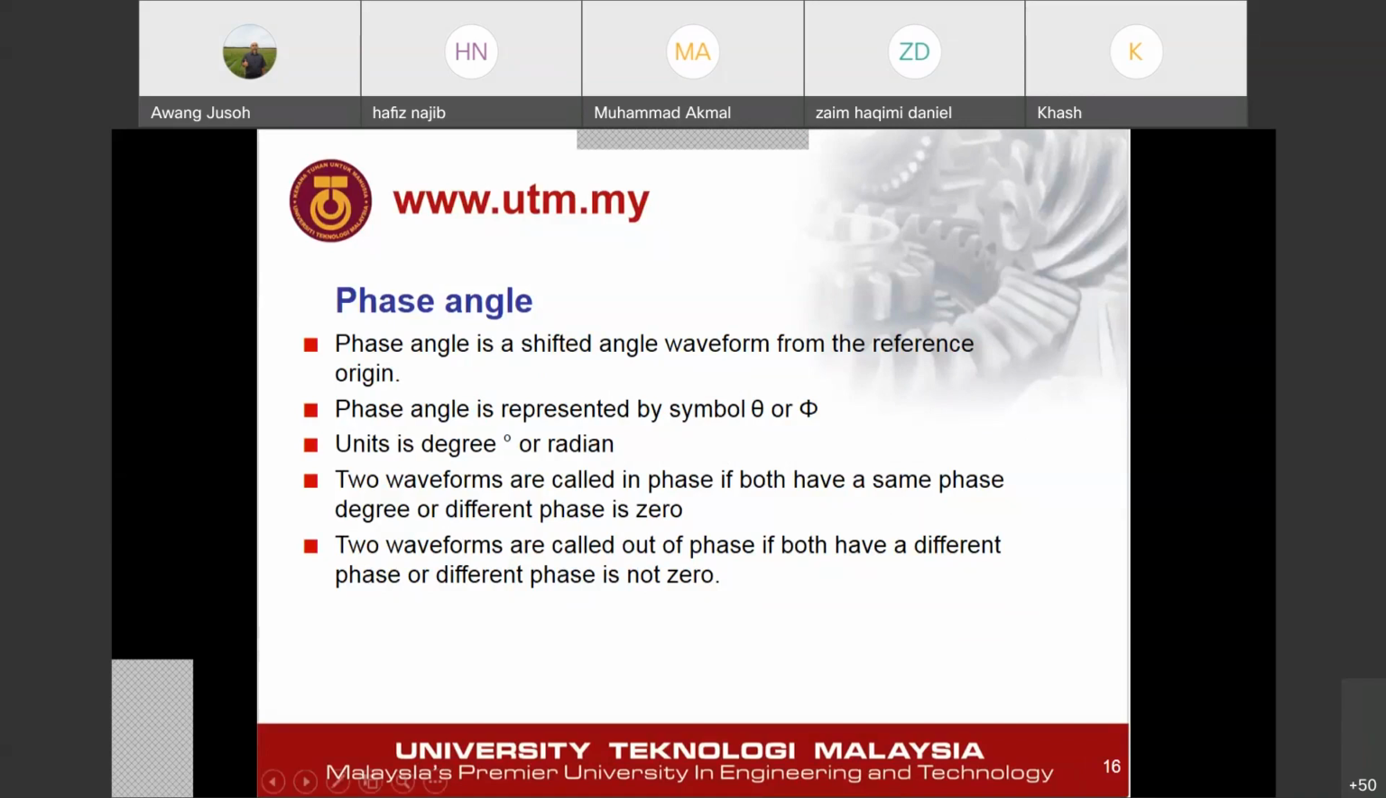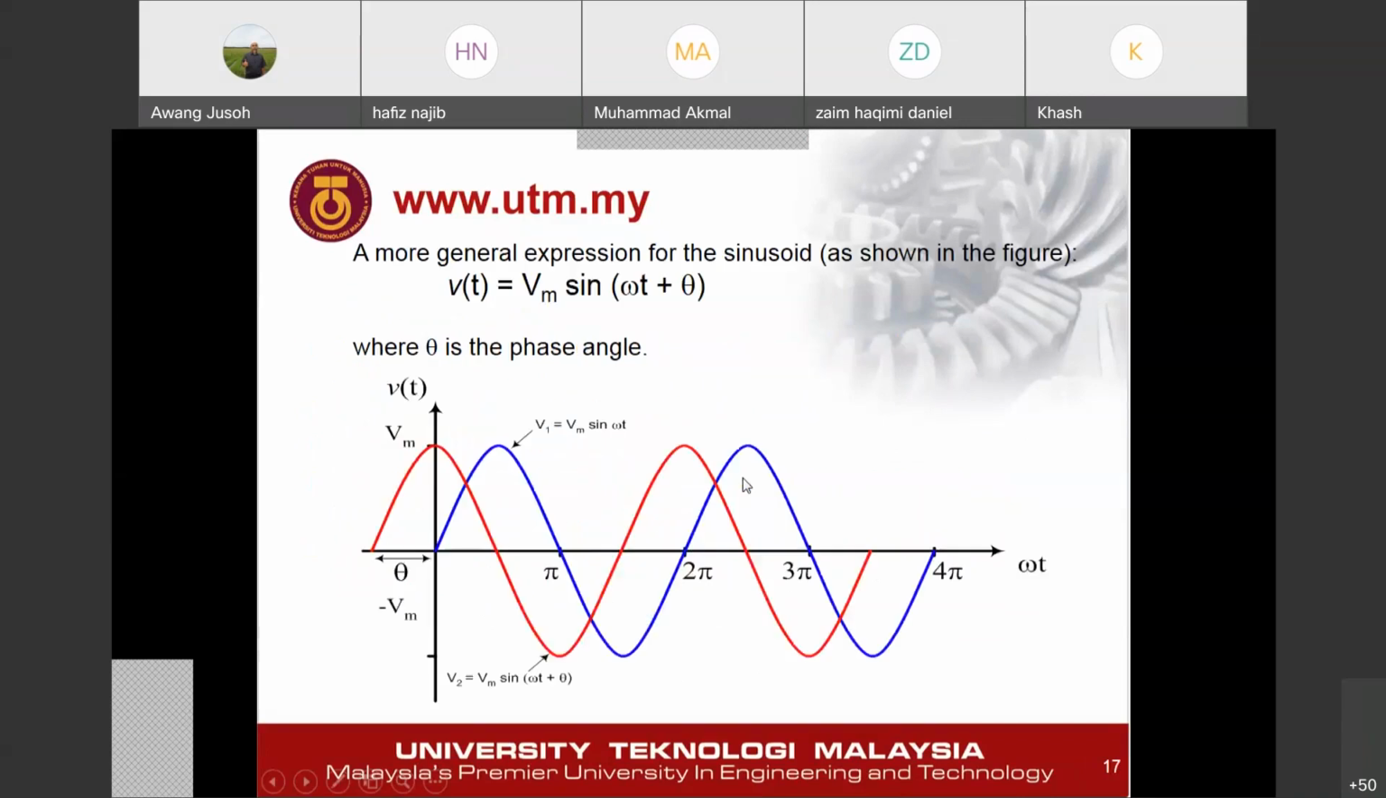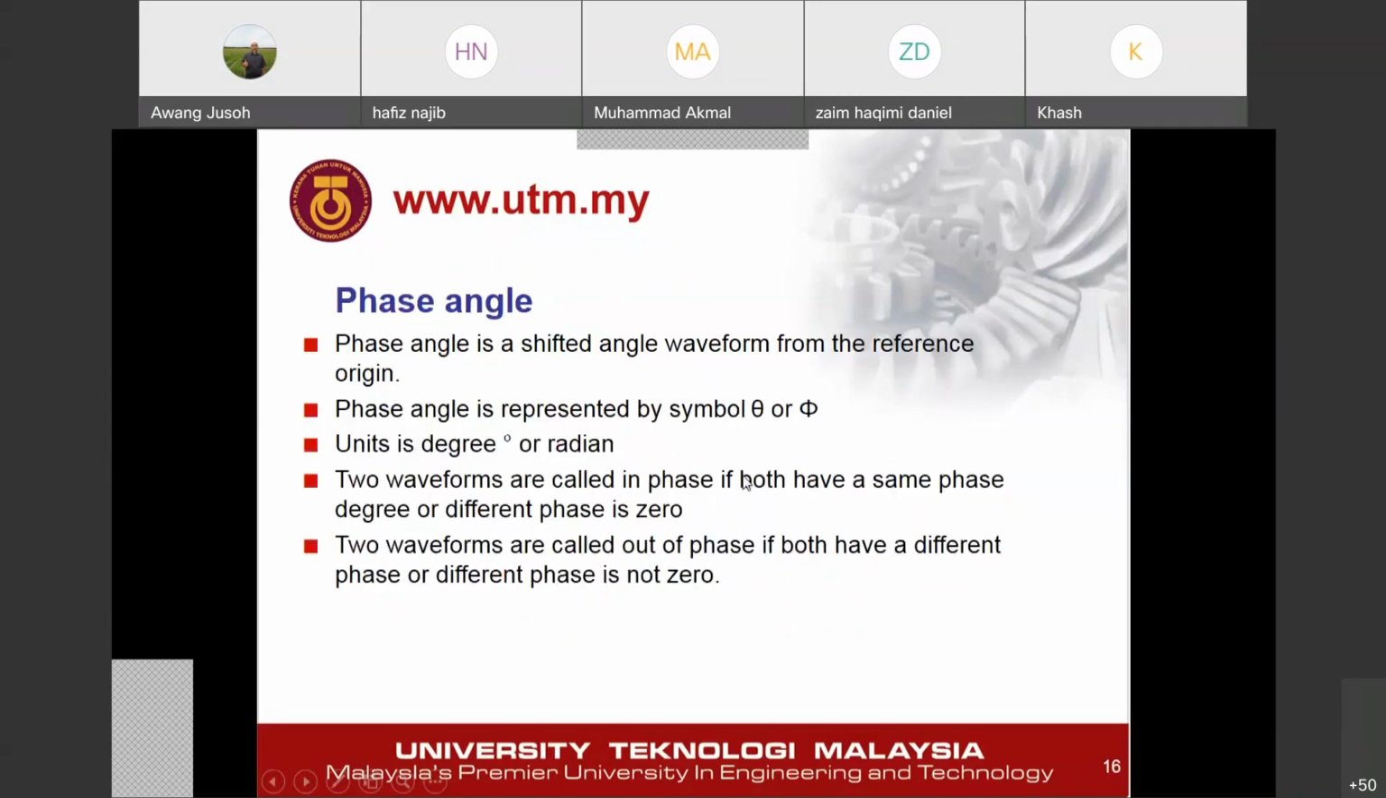The two waveforms are called out of phase if they have different phase, or the phase difference is not equal to 0. Or the difference between two signals is not equal to 0, then you call it out of phase. Tengok gambar aja dia tu.